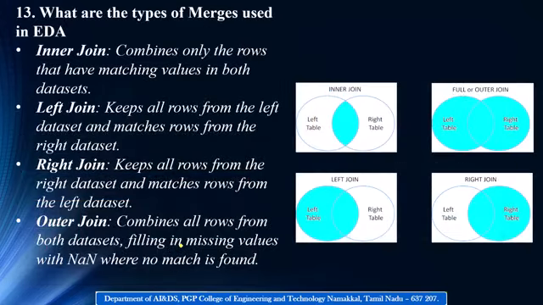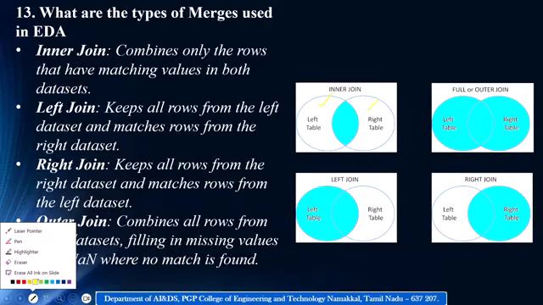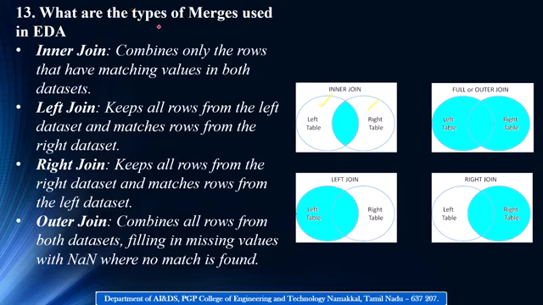Now, I'm going for the next question. What are the types of merges used in EDA? Generally merging is very, very important. What does merging mean? You will have two different data sets. For example, this is one data set and this is another data set. Now these two data sets I want to merge, I want to combine together. By using the concept of merging, I can combine the data sets. So this is the concept of merging.